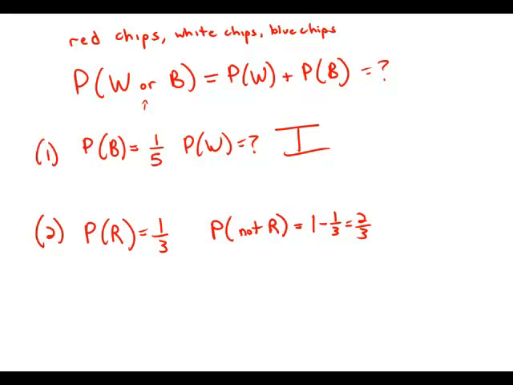But keep in mind this idea of not red: what happens if you pick a chip and it's not red? Well, not red is the same as picking white or blue. There are only red, white, and blue chips. So if you pick a chip and it's not red, it has to be white or blue. And so it turns out that that directly allows us to calculate the probability of being white or blue. So this statement by itself is completely sufficient.